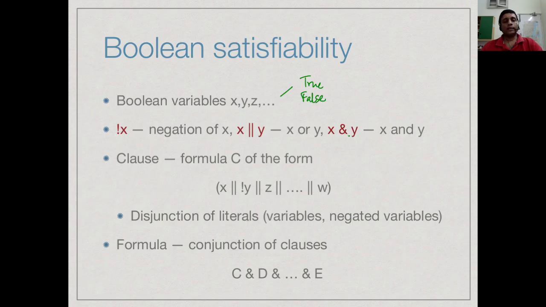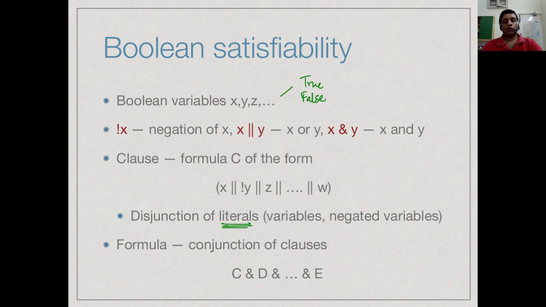Now we set up Boolean formulas in a very special form. We first construct what we call our clauses. So a clause is a big disjunction. It's x or not y or z or something. What is inside the disjunction are either variables or their negations. These are called literals. So a literal is either a variable or a negated variable. So a clause is read as x or not y or z dot dot dot or w. So this is a clause.